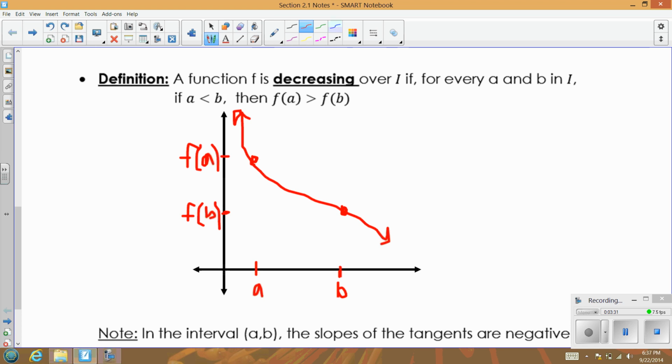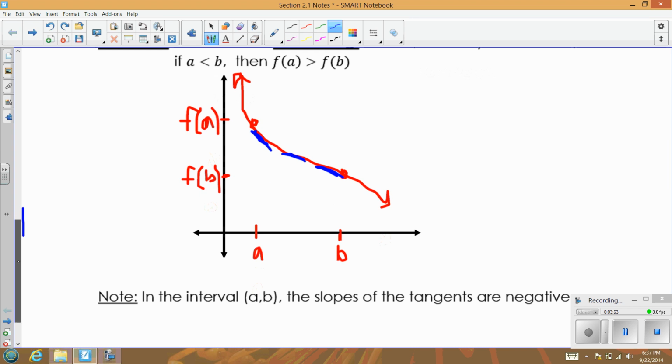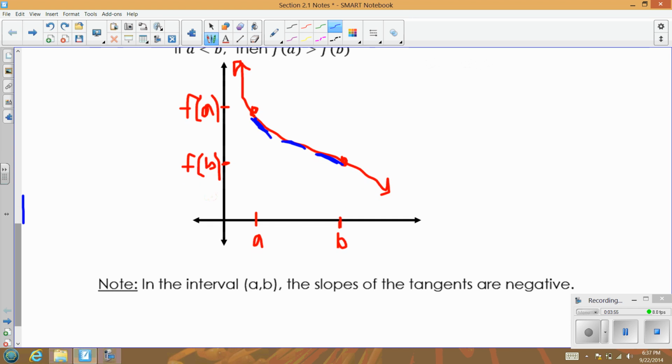Again, thinking of this with the tangents, if I were to draw tangent lines on here, if you imagine all these tangent lines, the slopes of those tangent lines are negative. So whenever a function is decreasing over an interval, the slopes of the tangent lines are going to be negative. That's what this is saying down here. That also means that the derivative would be negative, because the derivative represents the slope of the tangent.